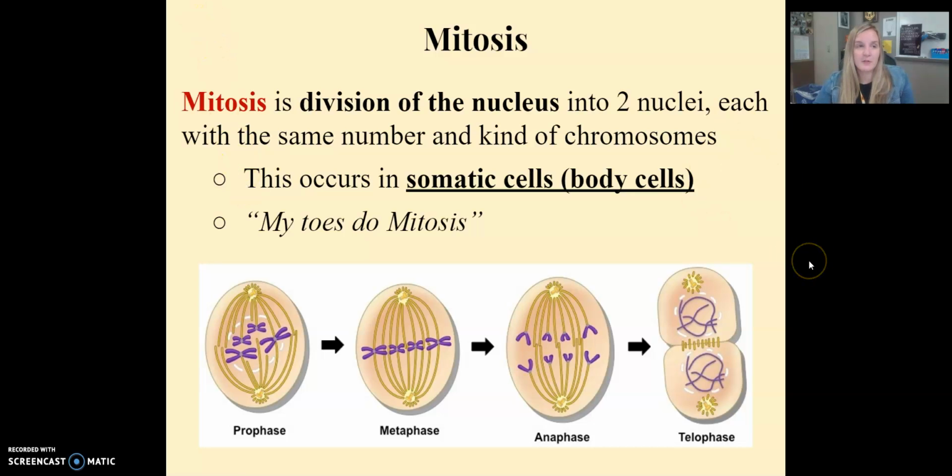So now that we've gone through interphase, we're going to go through the individual steps of mitosis. Once again, mitosis is the division of the nucleus into 2 nuclei, each with the same number and kind of chromosomes. This occurs in our somatic cells, which are also known as our body cells. So all of the cells within our body that are not sex cells, egg cells, or sperm cells, are going to go through mitosis. A good way to remember this is my toes do mitosis. So just general cells, like your toes, your body cells, are going to go through mitosis.